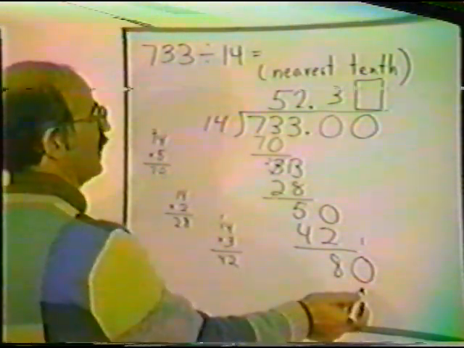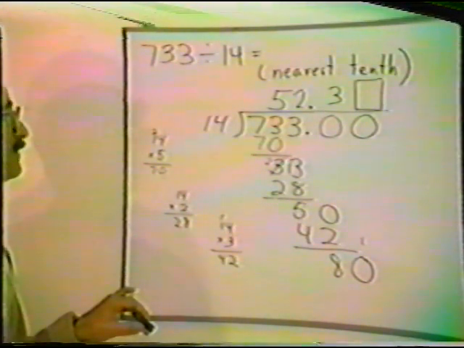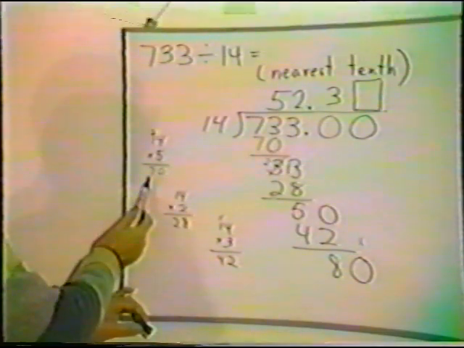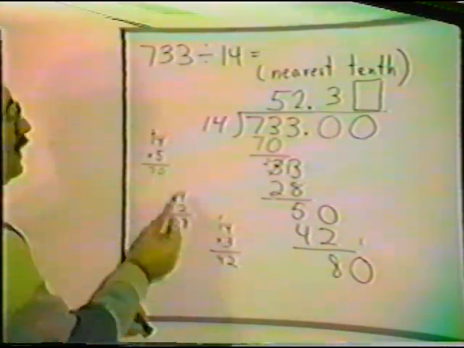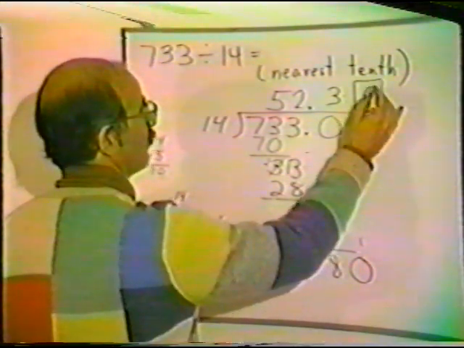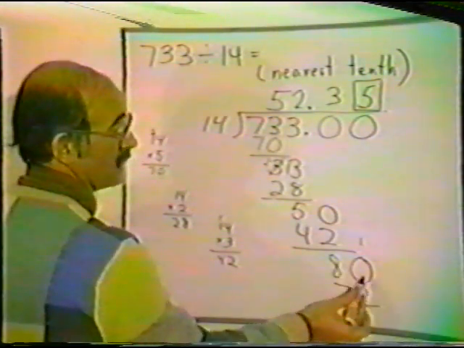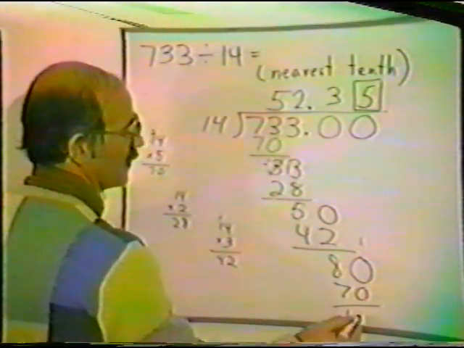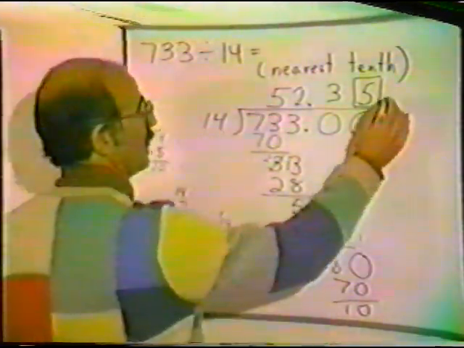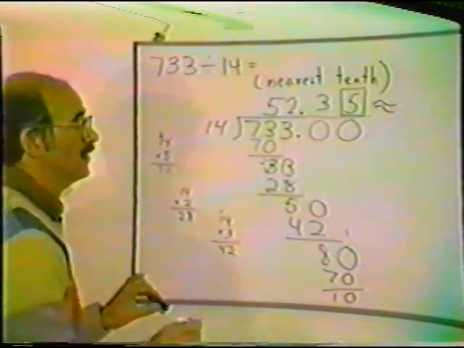14 into 80. How many times? 5. Yes, because we already know that 14 times 5 is 70. And that will give us a remainder that is not too large. 5 there, 70 here. 80 take away 70 is 10, which is less than 14. Now we are ready to round off our answer.